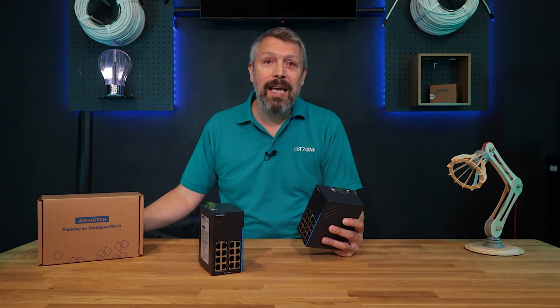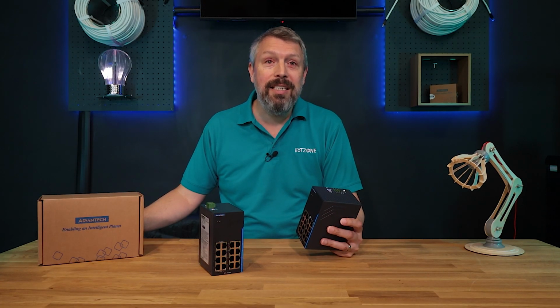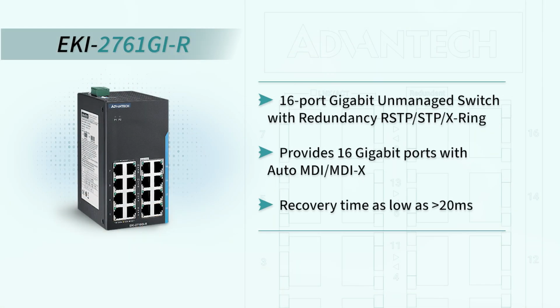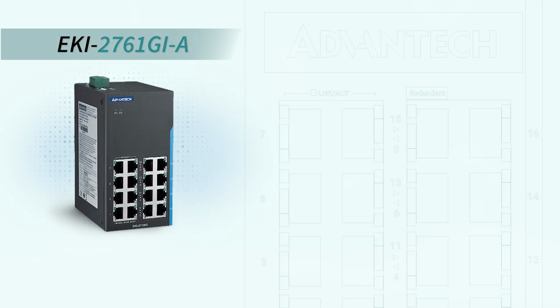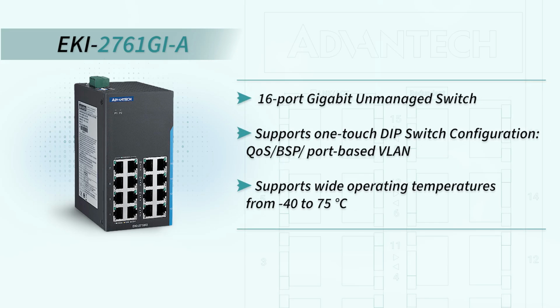First up, the EKI-2716GI-R. It's a 16-port Gigabit unmanaged switch with dip switch controlled redundancy protocols, including X-ring support with recovery times down as low as 20 milliseconds. And second, the EKI-2716GI-A, also a 16-port Gigabit unmanaged switch, but with dip switch controlled port-based VLAN assignment modes.